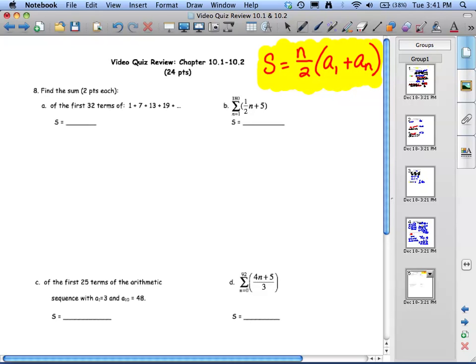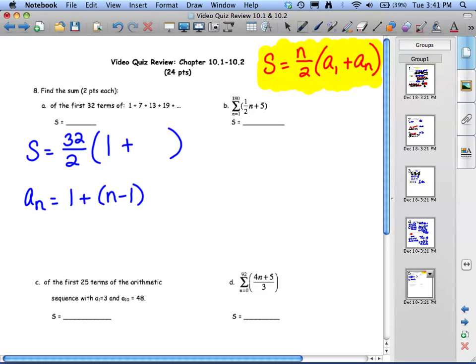So for this example, I know I'm adding up the 32 terms. The first term's 1. Uh-oh. I need the 32nd term, and it's not given. So I need to find the general formula first. It starts with 1 plus n minus 1. What is the common difference here? It looks like each time it's going up by 6. So I'm going to use that common difference here of 6. If I work my algebra, you'll get 6n minus 5.